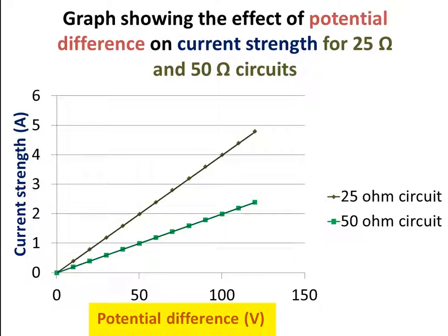The independent variable is potential difference. It goes on the x-axis with its unit V. The dependent variable is current strength. It goes on the y-axis with its unit A. Graph showing the effect of potential difference on current strength. Don't get it the wrong way round. It must be the independent variable affecting the dependent variable for a 25 ohm and a 50 ohm circuit. And I hope that you could see that the lighter green line is for the 50 ohm circuit. It has more resistance. So for a particular voltage, it has a lower current strength, half the current strength that the 25 ohm one has.